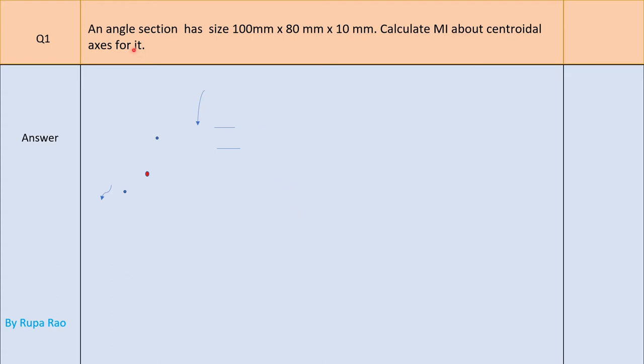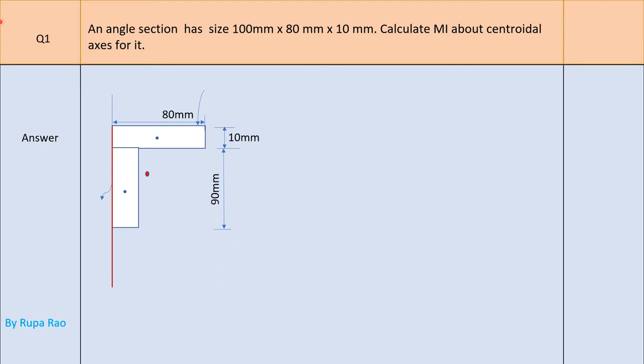Now we have seen the moment of inertia about the x-axis. Now we will see how we take the moment of inertia about the axis YY. For the top horizontal rectangle, it is 80 mm this dimension, 10 mm, 90 mm.